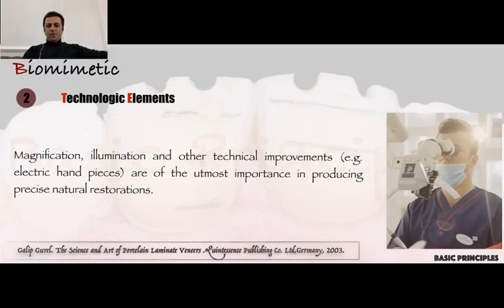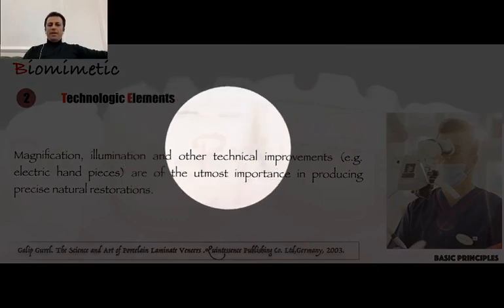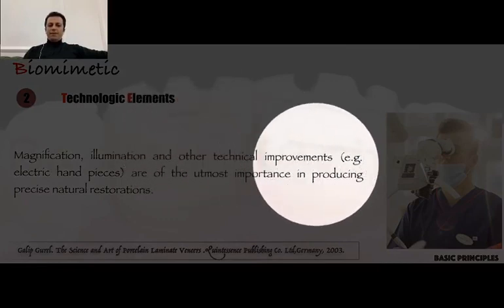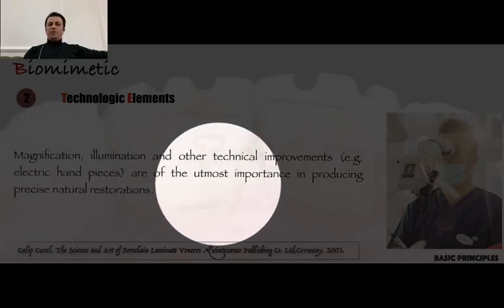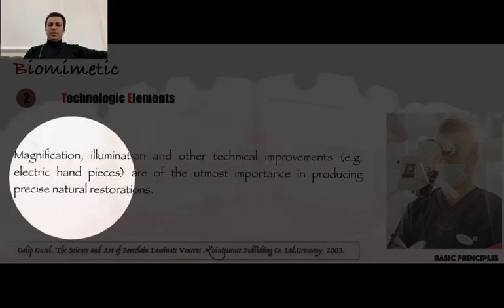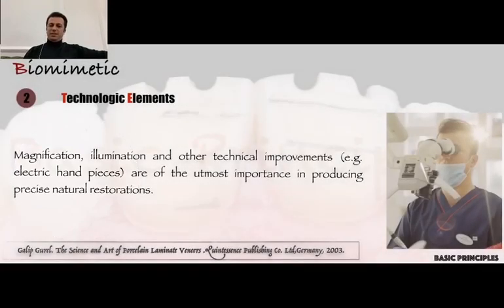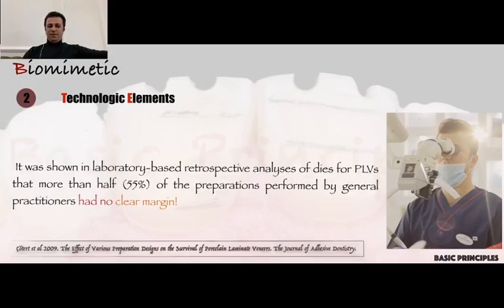How? Magnifications, illumination, and other technical improvements, for example, electric handpiece, are of the utmost importance in producing precise natural restorations. So they are helping you to produce very precise work.